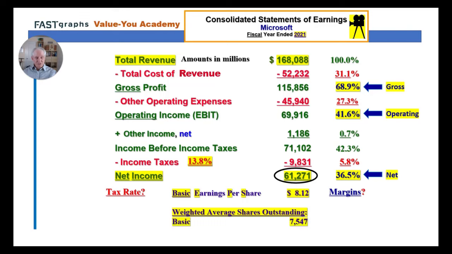Now, Microsoft has some stock options outstanding. When we include those, it's called diluted. It increases the number of shares from 7,547 up to 7,608. When you divide that number into the 61,271, the diluted earnings per share drop down to 8.05. GAAP requires we show this at the bottom of the income statement. So it starts with the income statement, the profitability of a company in accrual-based accounting, GAAP accounting, over a period of time.